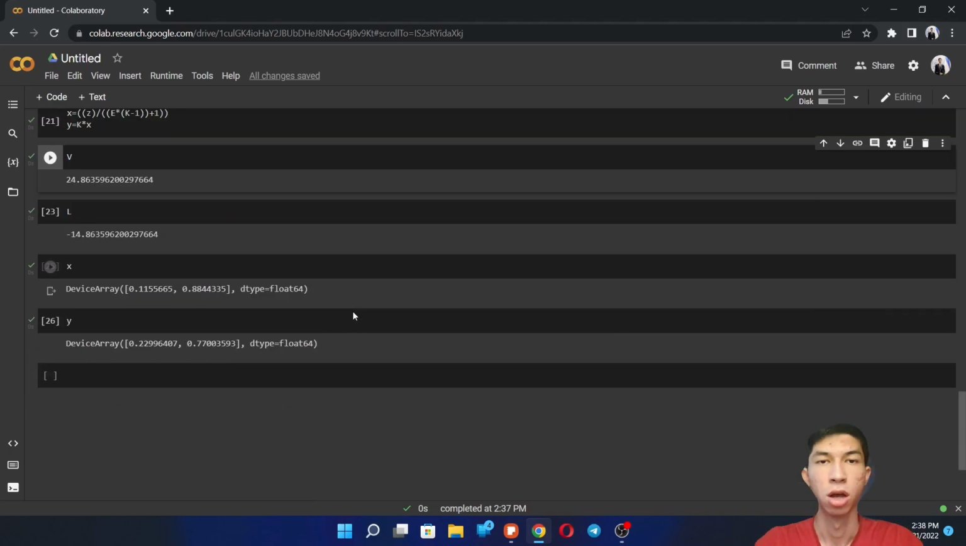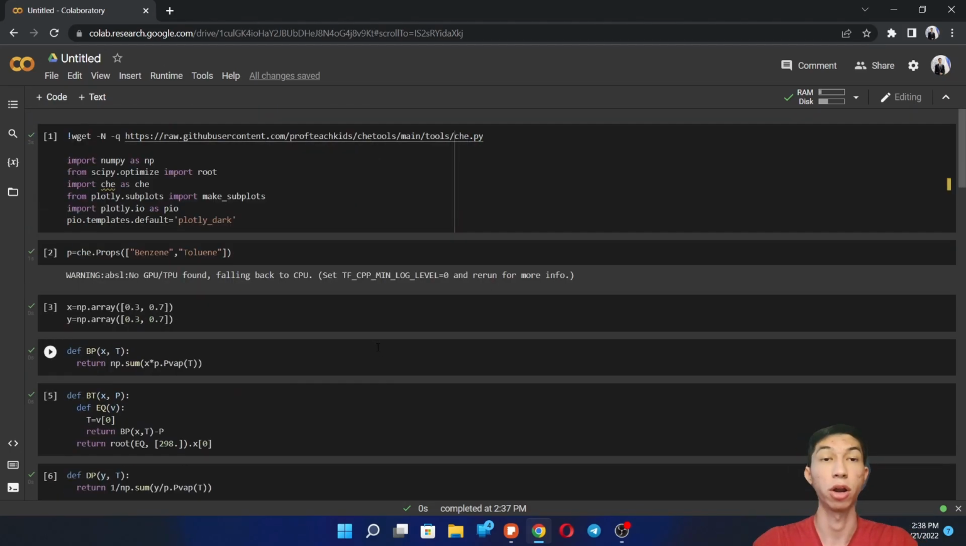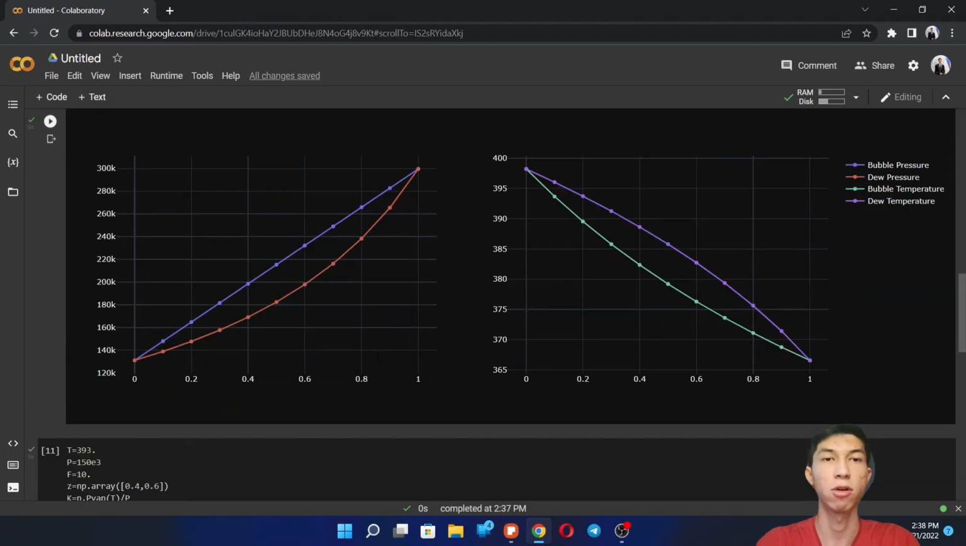So we should find a specific temperature and pressure inside this curve so that we can get valid answers for our amount of compounds in vapor phase and liquid phase. So this was our video for the code that we used to solve our flash calculation. Thanks for your attention.